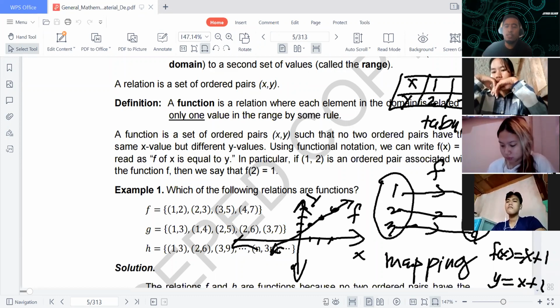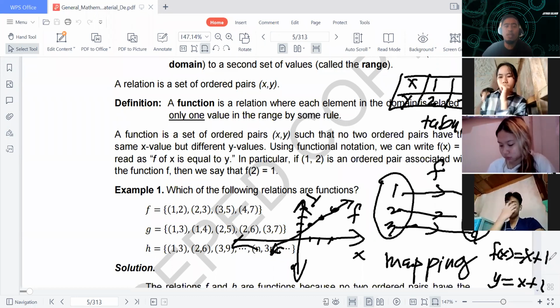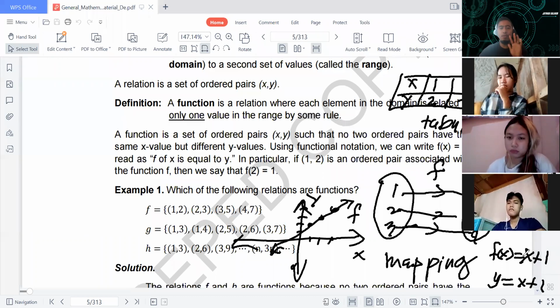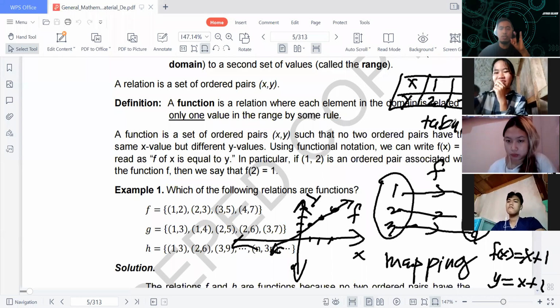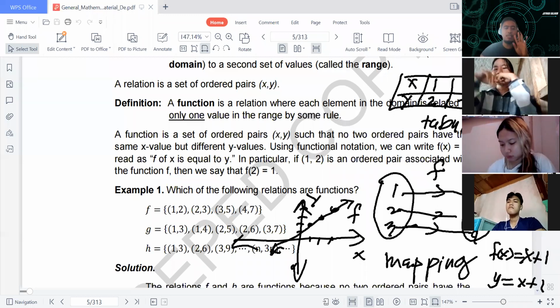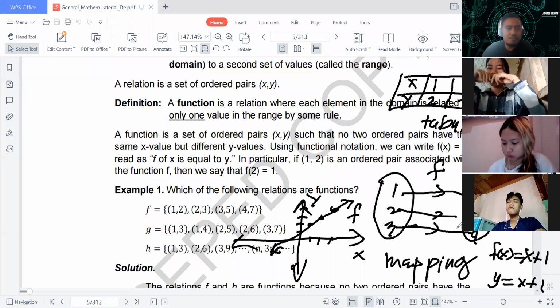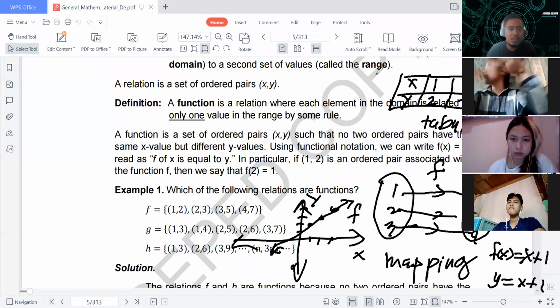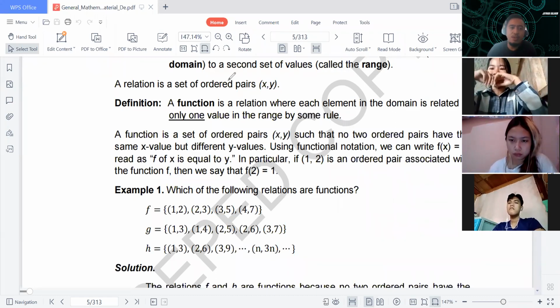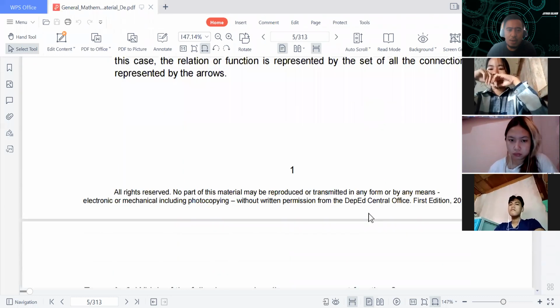So this function can be represented using an equation. Let me repeat. A function can be represented in 5 different forms. First, you may use the mapping. You may use the table. You may use the graph. The set of ordered pairs, and lastly, the equation. Clear? Any questions? None? Okay, good. So let's proceed to the next part.